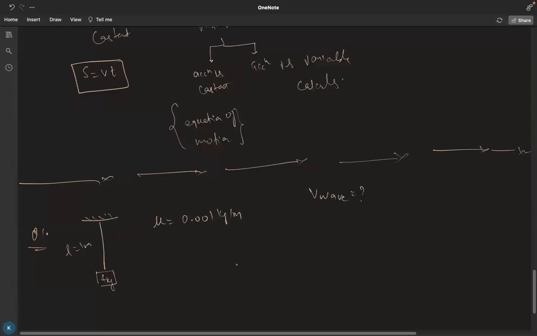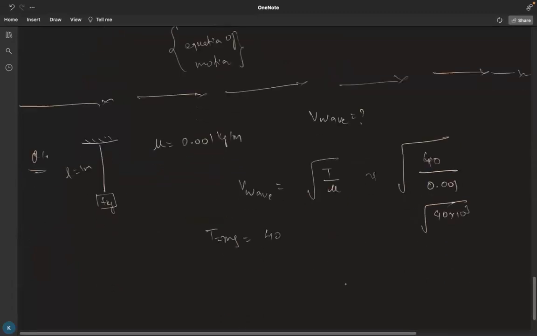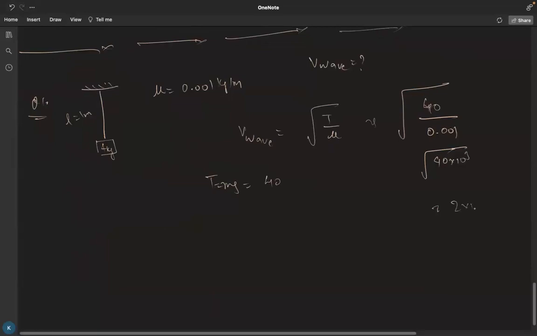So the velocity of wave in this string is simply root under T by mu. The tension, from dynamics, we can calculate as mass into gravity, so it will be 40. So 40 divided by 0.001, so it will be 40 into 10 to the power 3. So it will be 2 into 10 to the power 2 meter per second, like 200 meter per second. So this is our velocity of wave in this string.